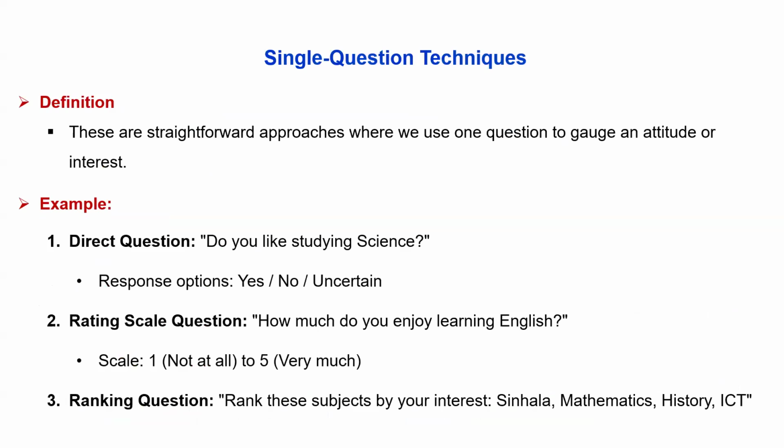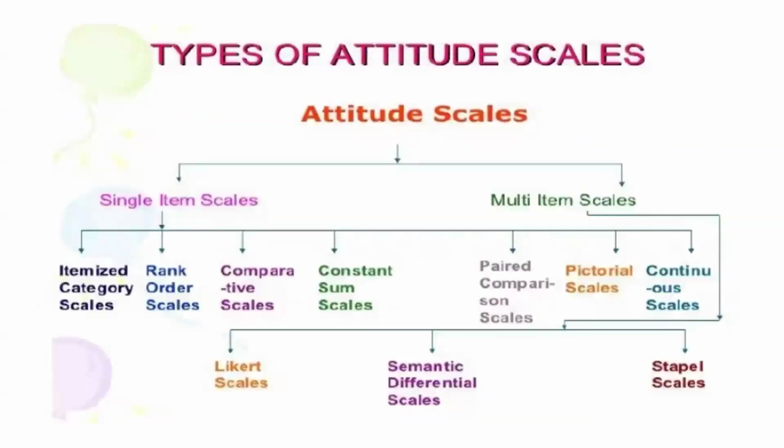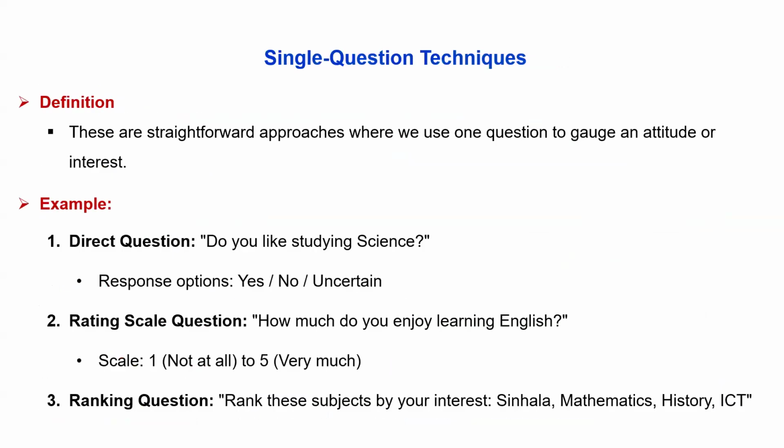Okay, now let's see one by one. Single question technique, that means single item scale. These are straightforward approaches where we use one question to get an attitude or interest. One question we give. For example, a direct question: do you like studying science? Here, three response options are given: yes, no, uncertain.